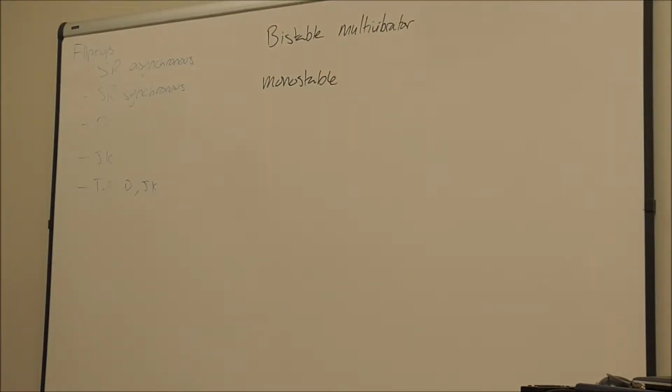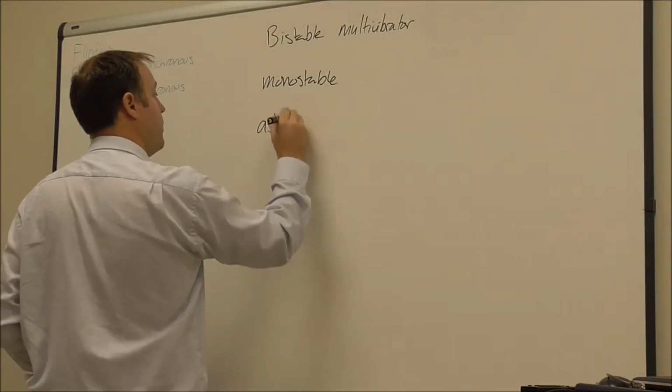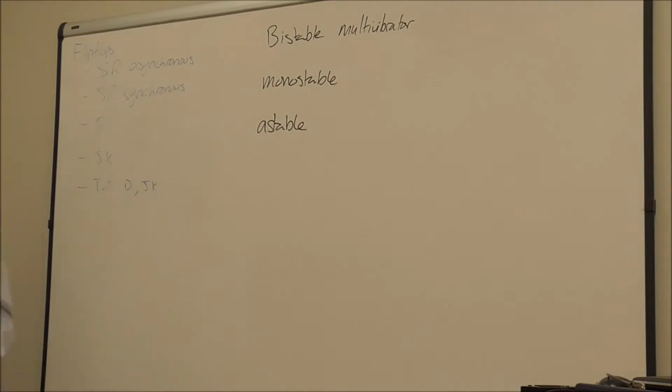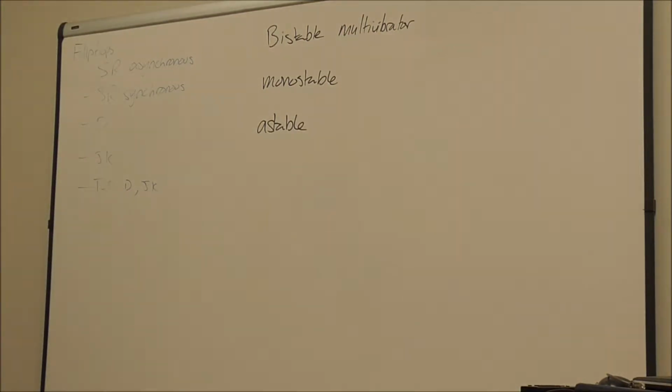Okay? And then there is the final type of multivibrator called an astable. Okay? Now an astable means it's not stable. And what it will do is it will flip from one state to the next on its own. And it will do it as fast as it can possibly do it. Well, you can tell it or control how fast it does that.